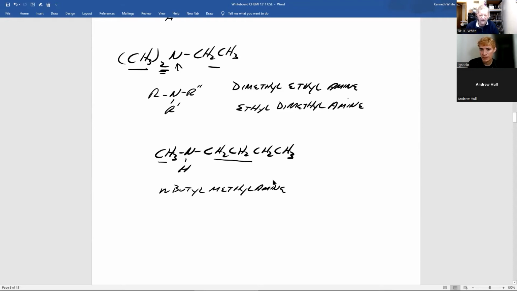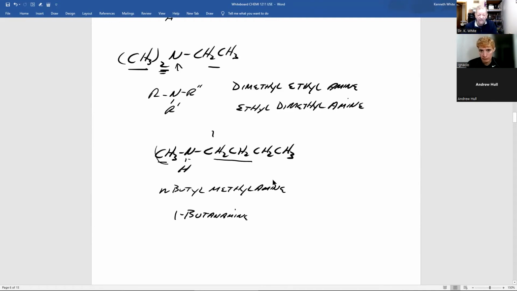Now, IUPAC: you find the longest chain that the nitrogen is on, and you name that as an alkane. And this will not be on the test, butane. Then, like an alcohol, you drop the E, but now you put the word amine: butanamine. Like an alcohol, which carbon is the nitrogen on? That's carbon 1. You number from either end.